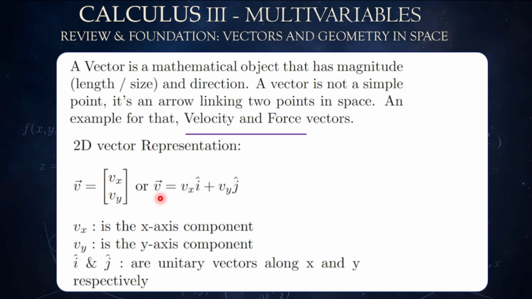Or another way to write it is v equal vx i plus vy j, okay? That's x of v and that's y of v. vx is the x-axis component and vy is the y-axis component. i and j are unit vectors pointing along x and along y respectively.